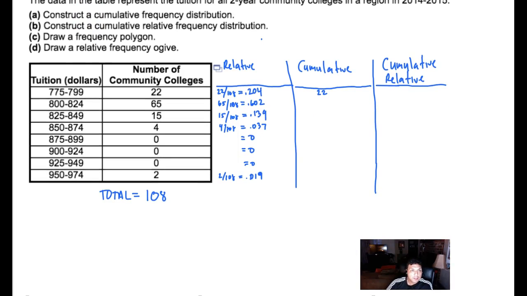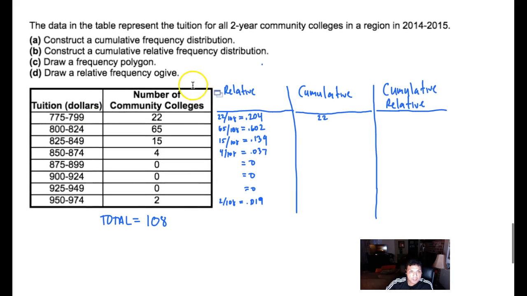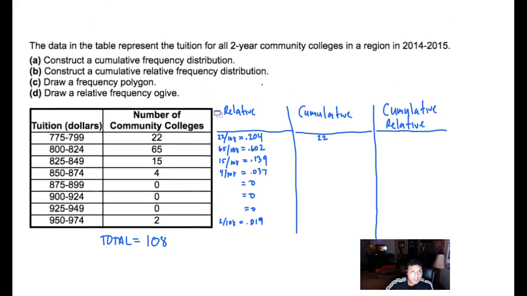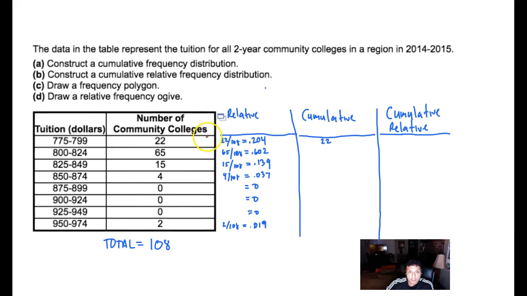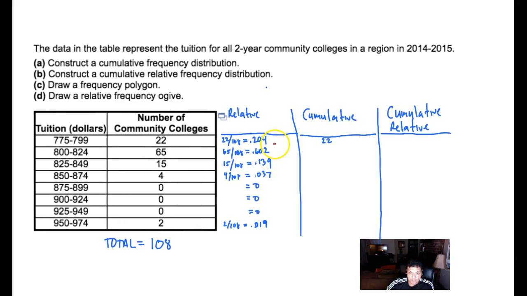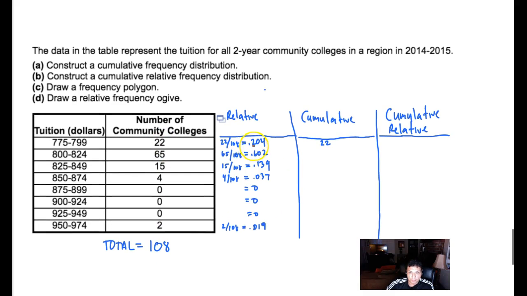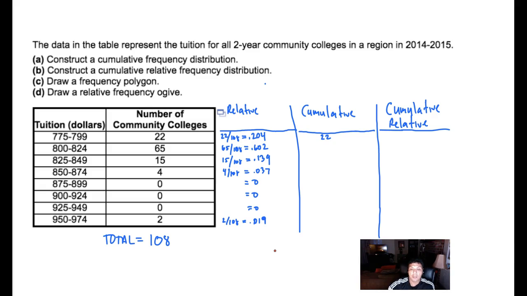Okay, we're going to take a look at cumulative frequency, relative cumulative frequency with this example here. So looking at the situation, I've already filled in the relative frequency, and relative frequency is the decimal version of a percent. So 22 out of 108 would be 0.204, or as a percent, you would say that was 20.4%. But a relative frequency is the decimal version of that.